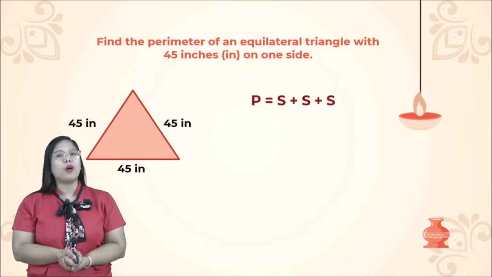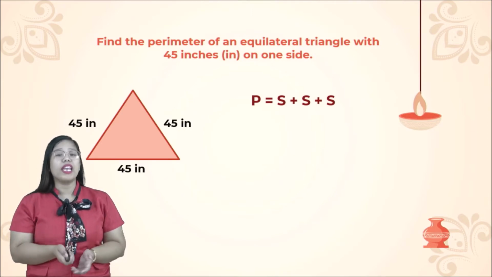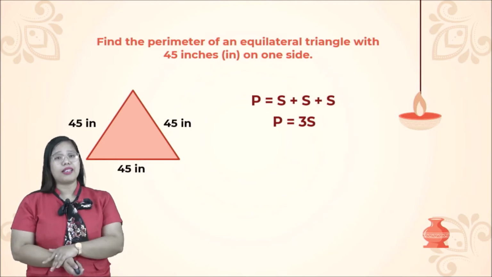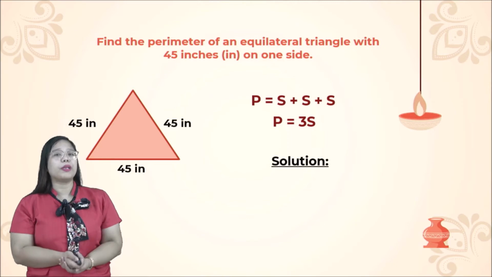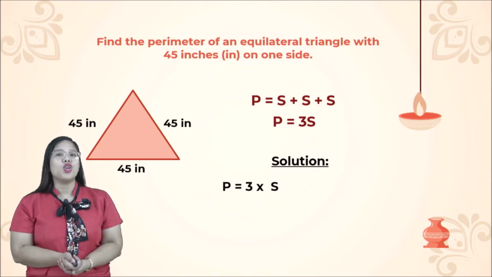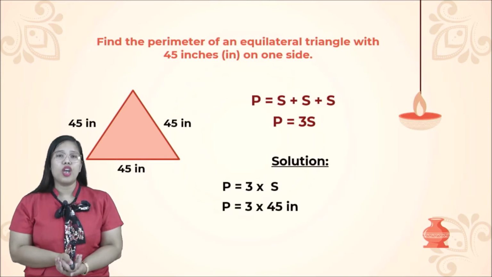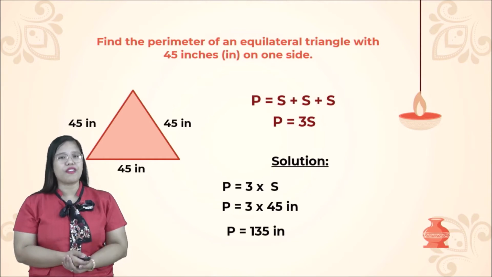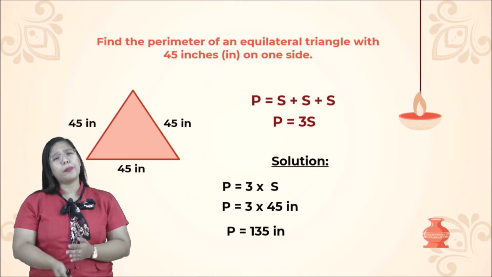Our formula will be P equals S plus S plus S, or 3 times S, for 3 sides. Let's have the solution. We need to find the perimeter of this equilateral triangle, so we will use the formula 3 times S. We substitute 45 inches. So 3 times 45 inches is 135 inches. Don't forget to put the unit of measure, kids, okay?